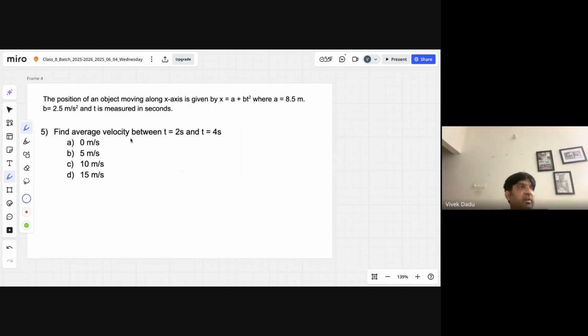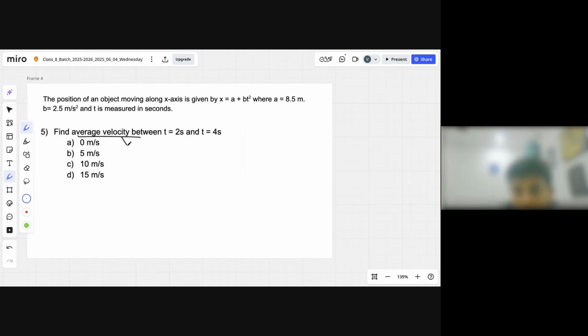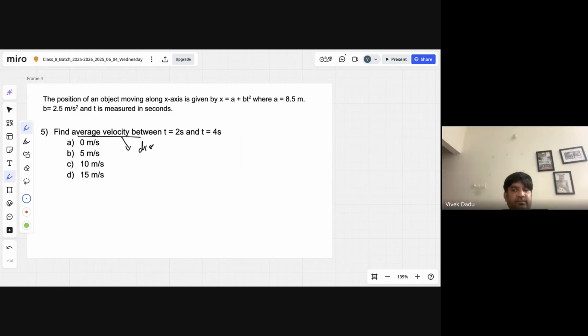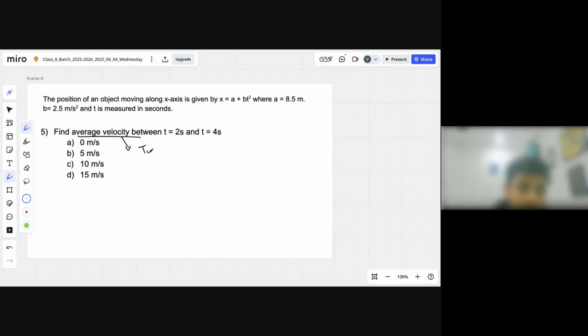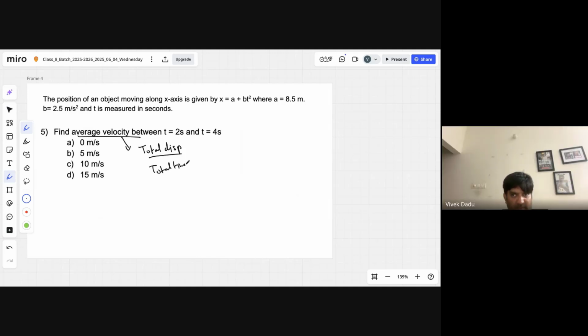Okay, now average velocity is asked. Average velocity is not same as instantaneous velocity. Do you really need velocity time relation for this? No, sir. Average velocity is total displacement by total time. Now, how do you find displacement? You find where the particle is at 2 seconds. Yes, sir.